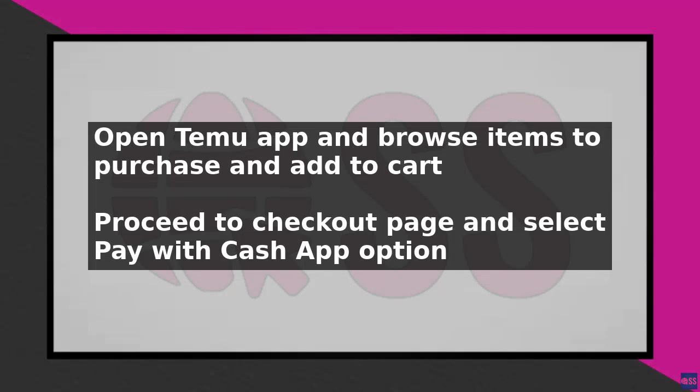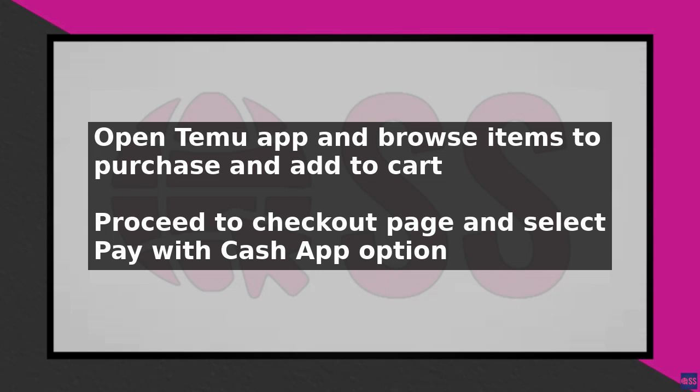To pay with Cash App on Temu. Start by opening the Temu app and browsing for the items you want to purchase. Once you have added all the items to your cart, proceed to the checkout page. On the checkout page, you will see various payment options. Click on the option that says Pay with Cash App.